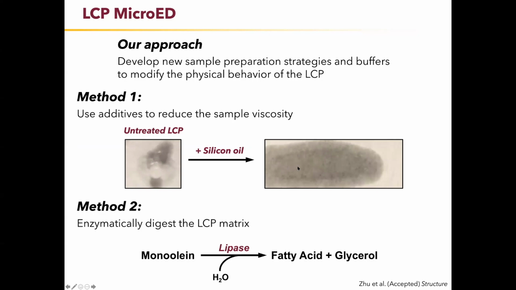The second method is to enzymatically digest the LCP matrix. So you add lipase directly to the LCP, which digests the monoolein, which makes up the LCP matrix, into a fatty acid and glycerol phase, in which case you can just remove the crystals, which are on the more water-soluble side, and deposit them and blot them on a grid like normal. So we treated LCP with method 1 with a variety of different types of additives, and method 2 with a variety of different ways of handling the lipase.